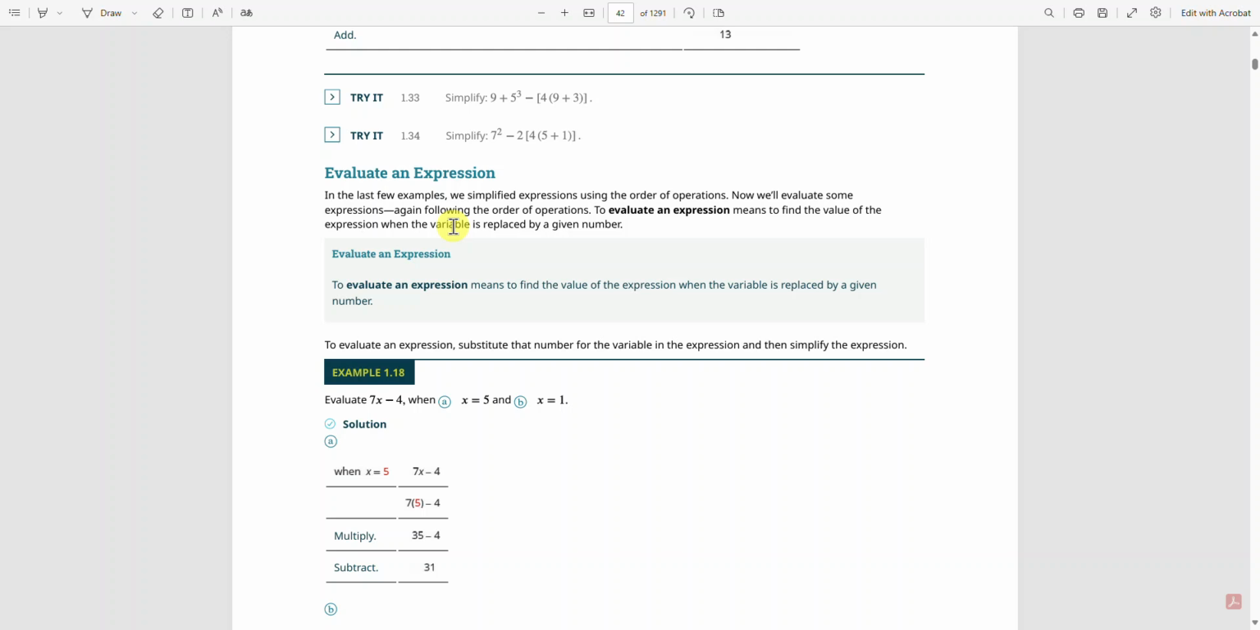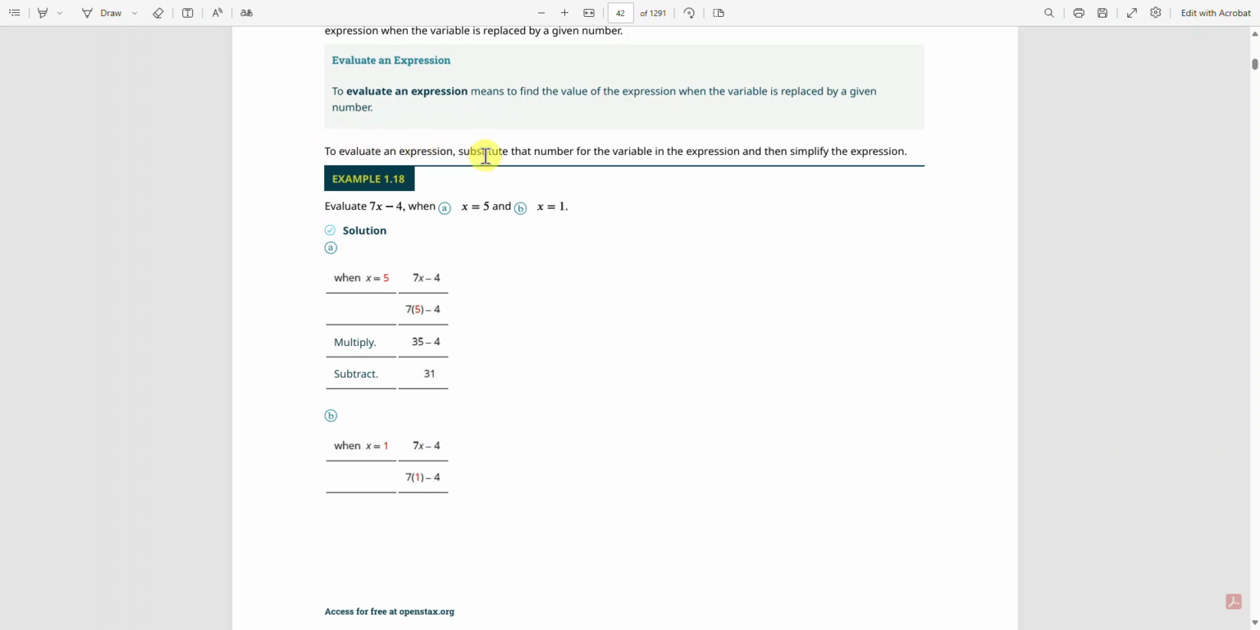Here we have the definition of the term evaluate an expression in the gray box here. To evaluate an expression means to find the value of the expression when the variable is replaced by a given or known number. And we'll see what this means by looking at some examples. This is actually quite simple.